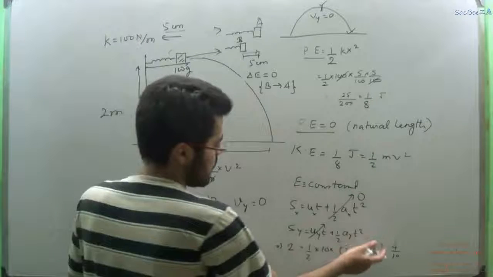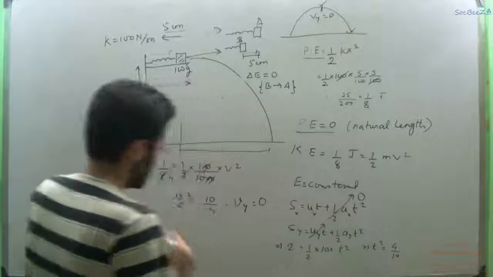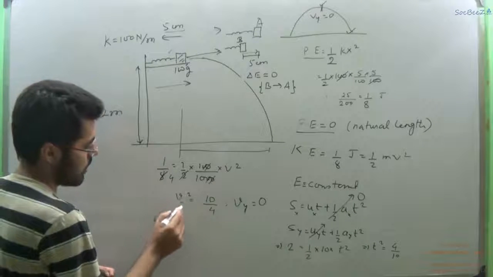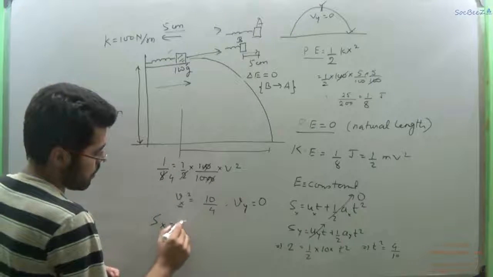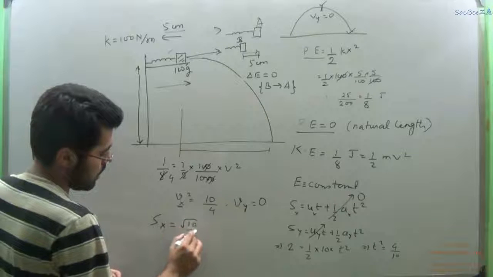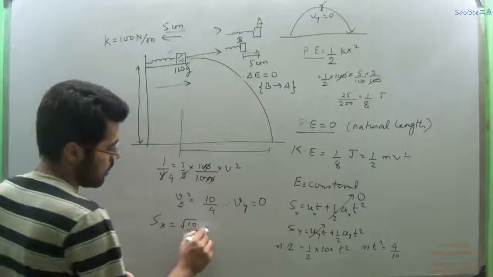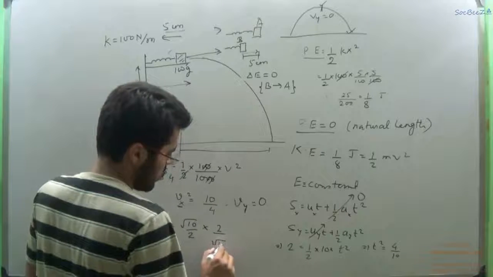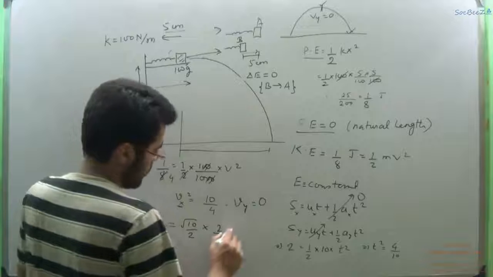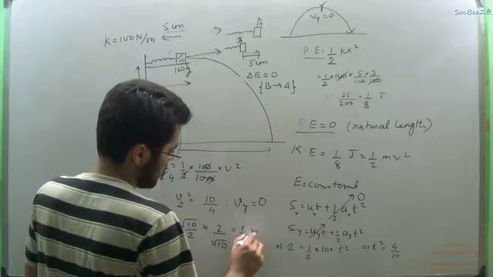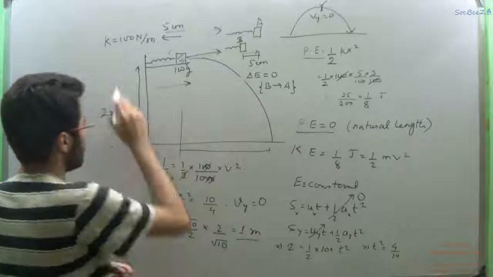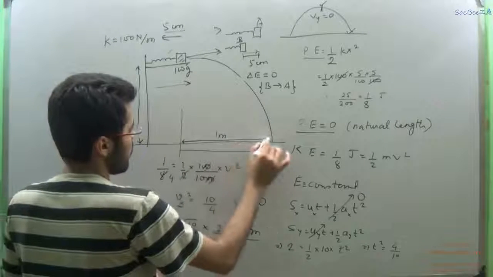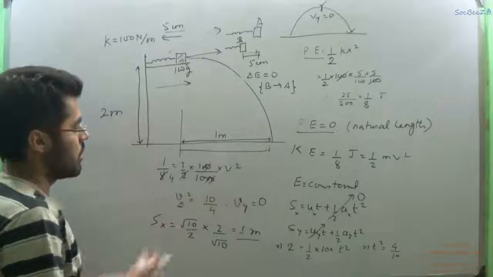Now we can easily put this value here. So Sx will be Ux, which is effectively Vx. Now to calculate Vx means root under 10 by 2, into t. T is 2 by root under 10. It means it's 1 meter. So in coming down 2 meter, it will move a distance of 1 meter in this form.